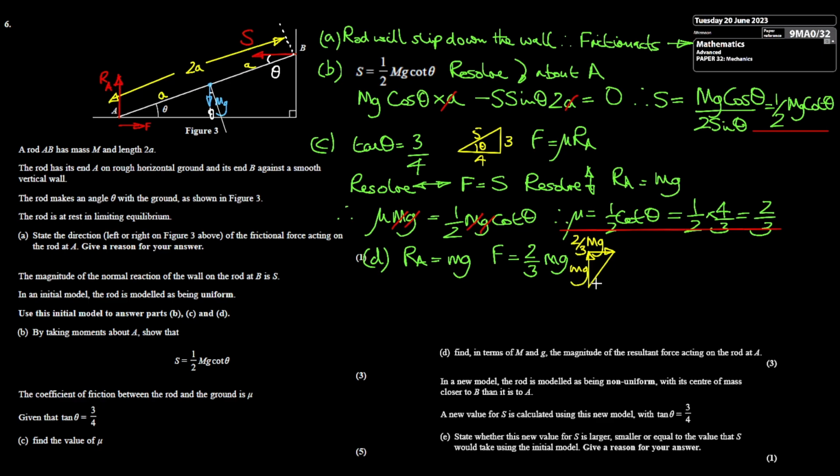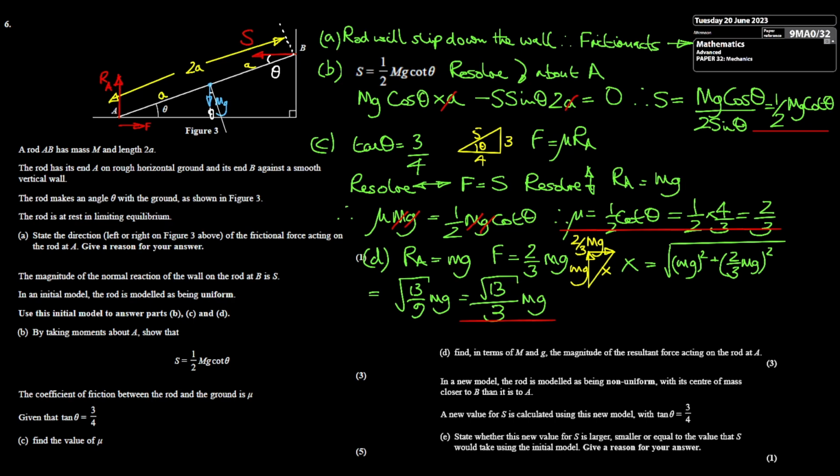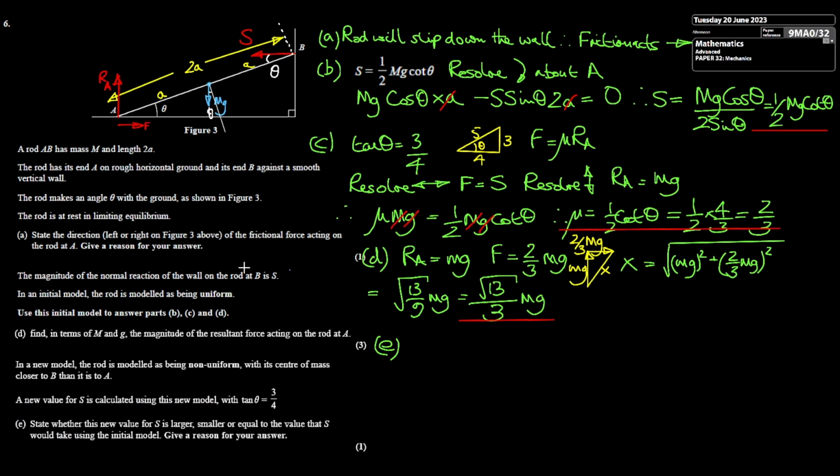So we need to do a Pythagorean calculation to find out what this force x is. So x will turn out to be the square root of mg squared plus 2/3 of mg, also all squared. And if you work that out, this turns out to be the square root of 13/9 mg, which if you simplify, the root 9 becomes 3, so root 13/3 mg. And that will be your answer. Okay, now to part E.